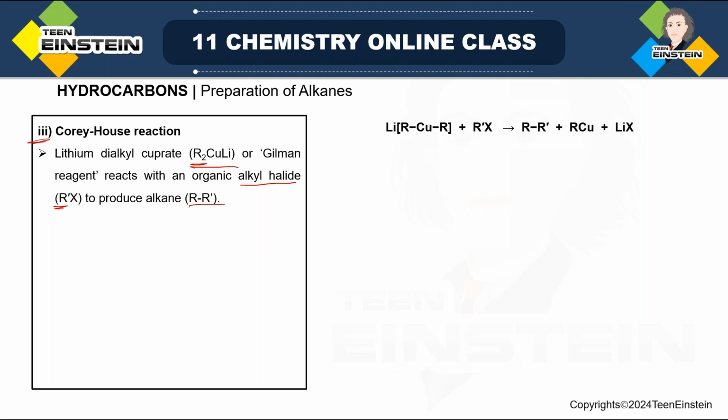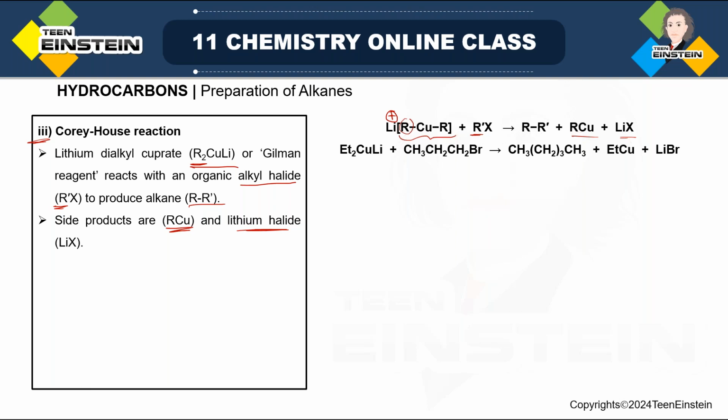Lithium dialkyl cuprate remains like this. So lithium is as if the positive counterpart. So negative charge will be from this part. Now one of these R groups is connected with this R', and we are getting R-R'. And these are the byproducts, alkyl cuprate and lithium halide. So side products are RCu and lithium halide, LiX.